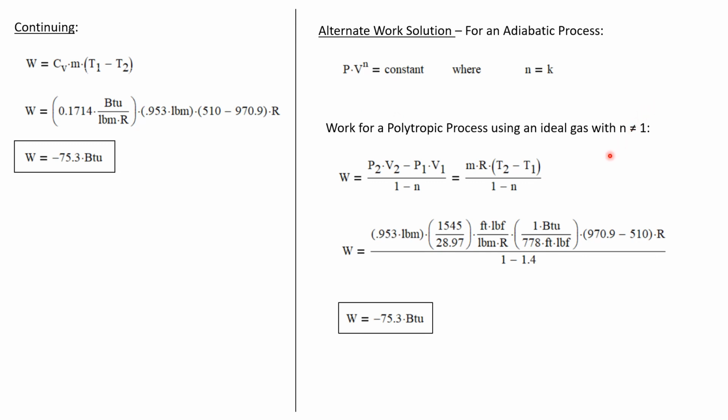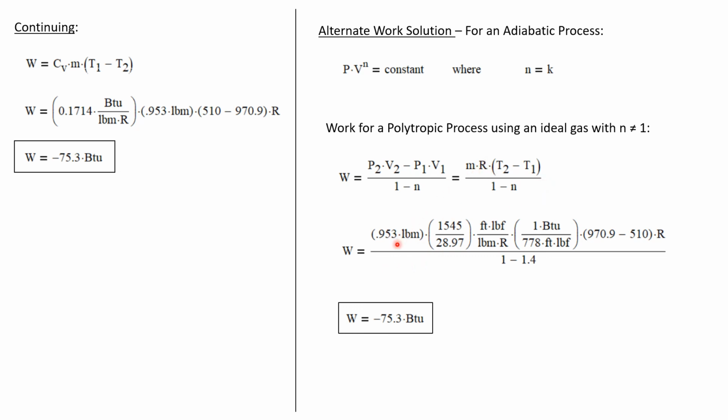Now, the work is the integral of P dV, and again, previously, when n is not equal to 1, which it is not here, then we know that that integral can be solved as this algebraic expression that work is equal to P2V2 minus P1V1 all over 1 minus n, where n is equal to k. But for an ideal gas, PV is MRT. So we can replace this numerator with MR times T2 minus T1. And then work is that term over 1 minus n. So we can solve for the work this way.